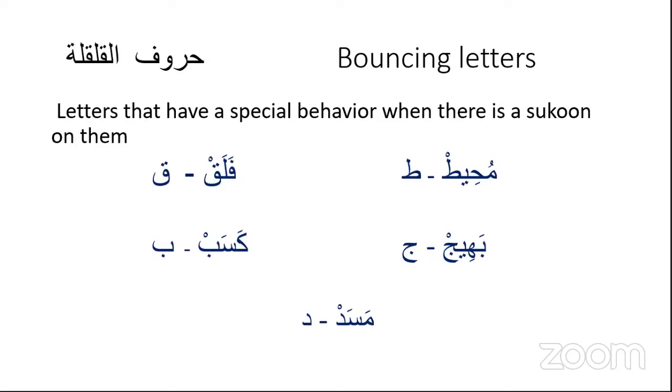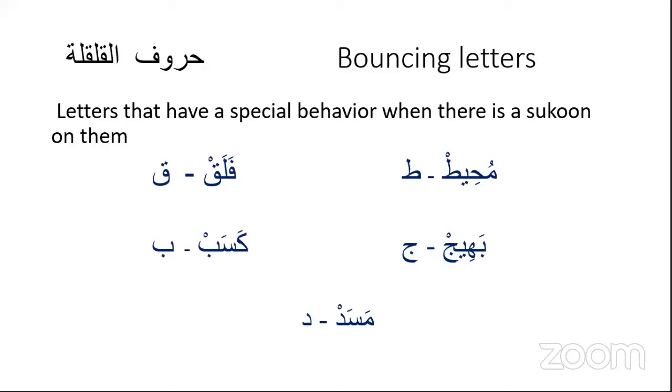So the 5 letters in Hurooful Qalqala are Qaf, Ta, Ba, Jim, and Dal. These are the 5 letters. For making it easy, I'm giving an example: you can call them basketball letters. Why do you call them basketball letters? Because they bounce a lot.